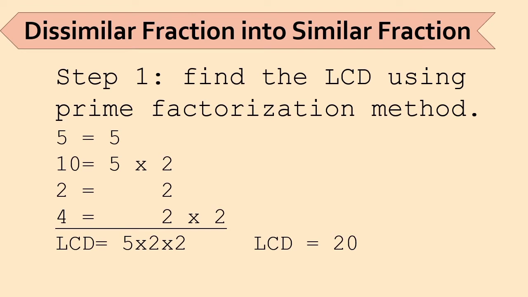Our denominators are 5, 10, 2, and 4. The factors of 5 are 5 times 1. The factors of 10 are 5 times 2. The factors of 2 are 2 times 1. And the factors of 4 are 2 times 2. And then the least common denominator or the LCD is 5 times 2 times 2 equals 20.